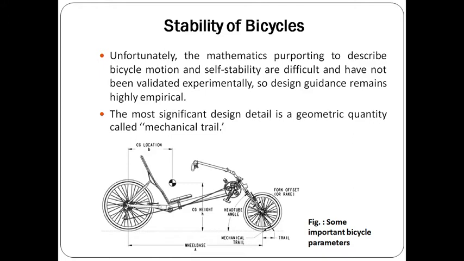Unfortunately, the mathematics proposed to describe a bicycle's motion and self-stability is difficult and has to be validated experimentally, so design guidance remains highly empirical.